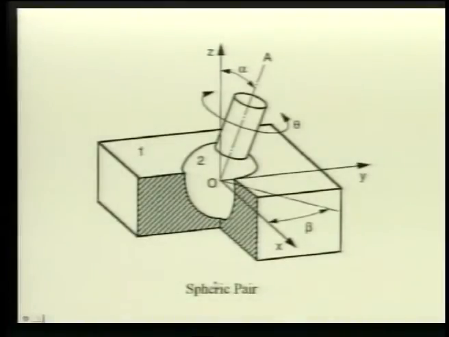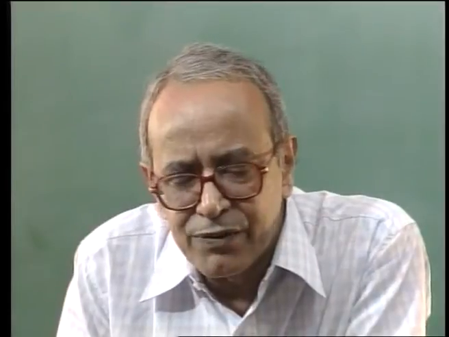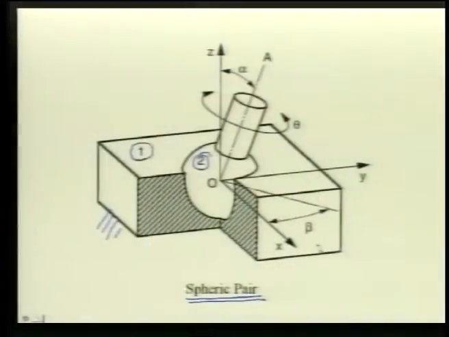The next slide shows what is known as a ball and socket joint. There is a spherical ball in body 2 and there is a spherical cavity in socket 1. This pair is known as a spheric pair. It is obvious from the schematic representation, if we hold body 1 fixed, then body 2 loses all its translatory degrees of freedom. It cannot translate in x, y or z direction. However, it retains all its 3 rotational degrees of freedom.